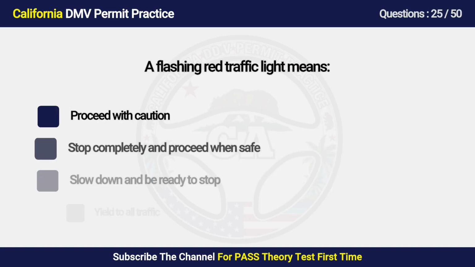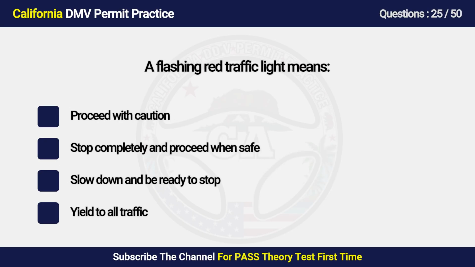Question 25. A flashing red traffic light means: A. Proceed with caution. B. Stop completely and proceed when safe. C. Slow down and be ready to stop. D. Yield to all traffic.